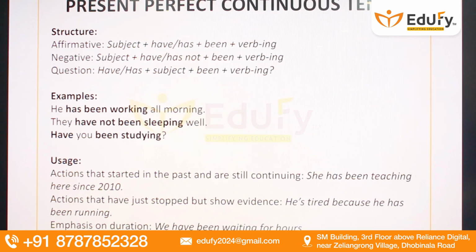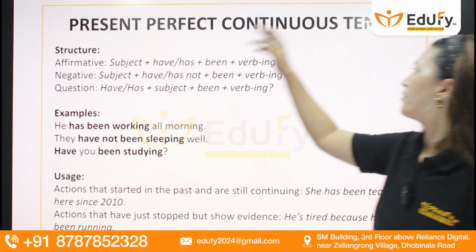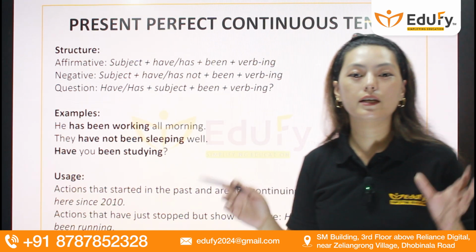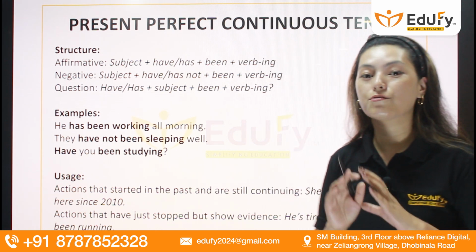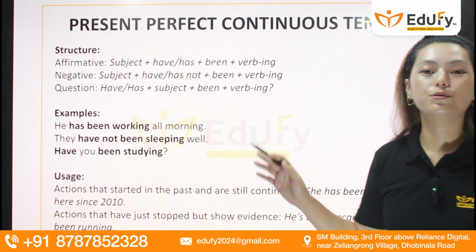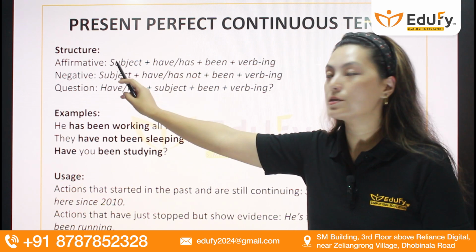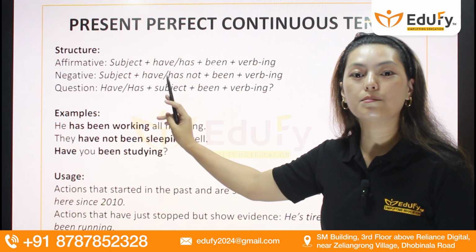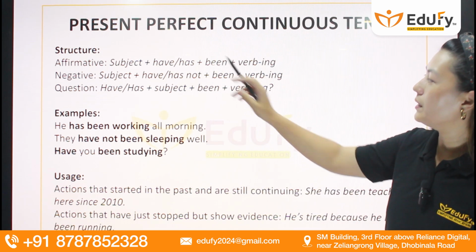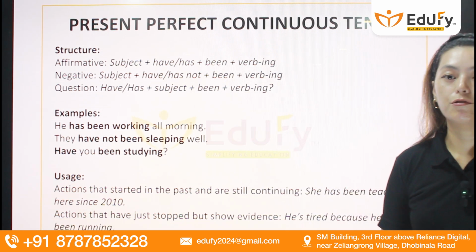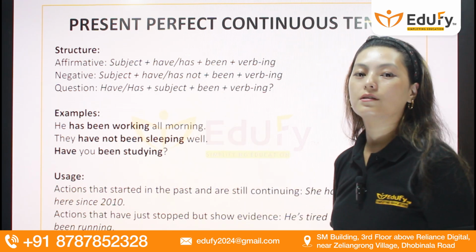tense. When we move on to the next one, that is the last form, we call it the present perfect continuous tense. Please don't let the name intimidate you. It's very simple. All you have to do is look at the structure. Affirmative sentences have the subject plus has or have, similar to present perfect. Then we have been plus the verb in ing form. So there is a clear addition of the word been to the sentence.